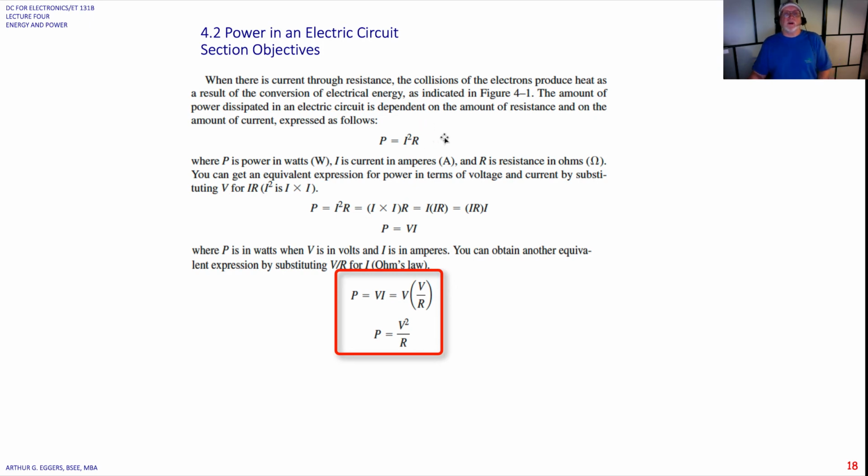So in your notebook, you should write down these relationships. Power is equal to I squared R, is equal to V times I, is equal to V squared over R. Sometimes this relationship, power is equal to V times I, we say power is equal to I times E, as a quick mnemonic to remember power is equal to I times E.